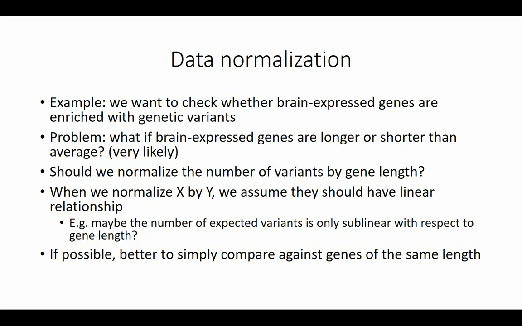But then again, it could be a problem, because when we normalize some variable x by some variable y, then we typically assume that they have a linear relationship. In many cases, that's not necessarily the case. In this case, it seems reasonable to assume that it should be linear. If you have a gene that is twice as long as another gene, it's reasonable to expect that it will have, on average, twice as many variants. But in many cases, it could be dependent, but not exactly linearly. So maybe it's only sublinear with respect to gene length.